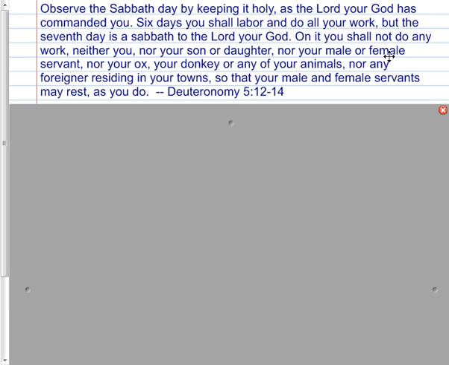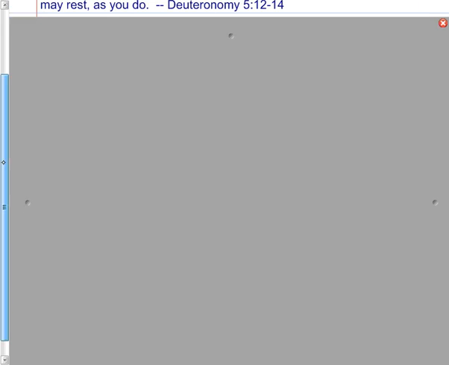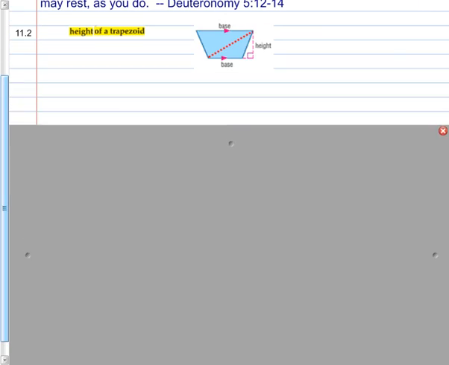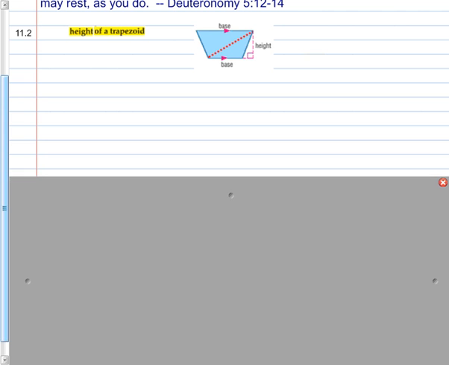Chapter 11, Section 2. Let's see what we have to discover today. Next shape. This chapter, again, is going to be about a lot of different shapes and formulas for area and perimeter, stuff like that. Trapezoids. Do you remember what the definition of a trapezoid is?